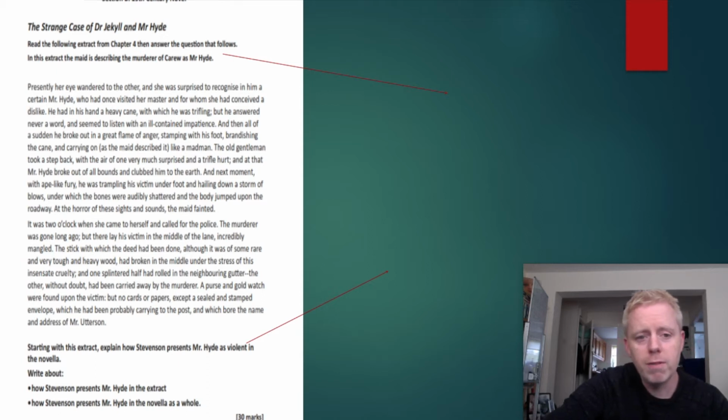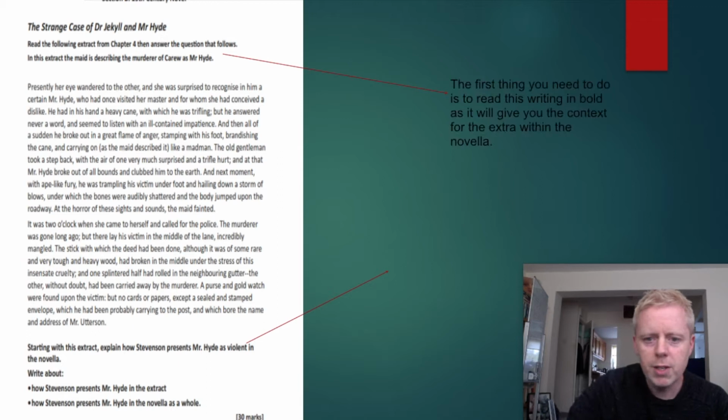You're constantly looking for any clues or hints that you can get as to where this extract is coming from, because it could come from anywhere in the novel. So that bit at the top gives you the context from within the novel where this extract comes. So I'll read it. So read the following extract from chapter 4, then answer the question that follows. In this extract, the maid is describing the murderer of Carew as Mr. Hyde. So that's the first thing you do, is to read this writing in bold, as it will give you the context for the extract that should read within the novella.